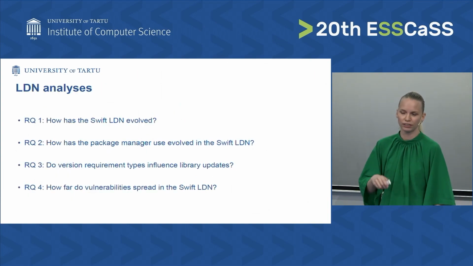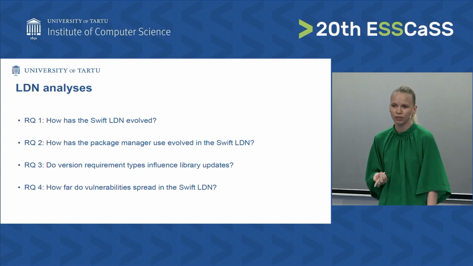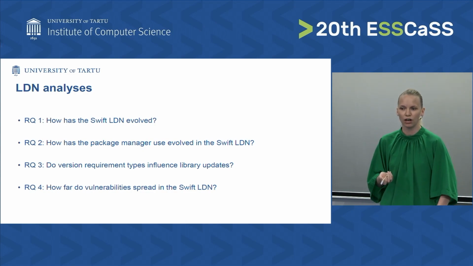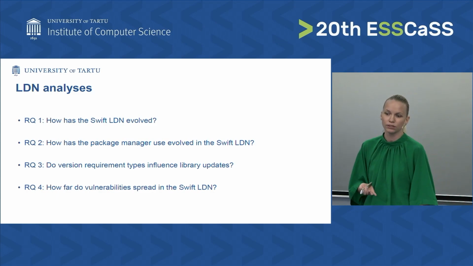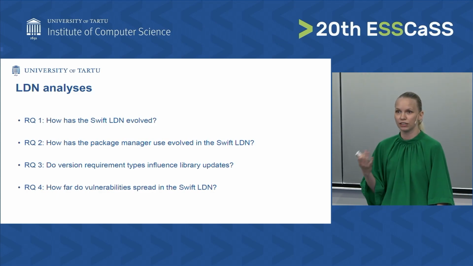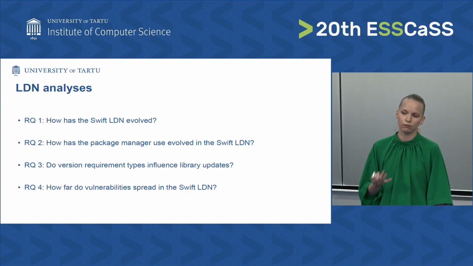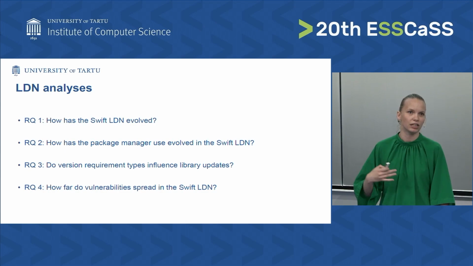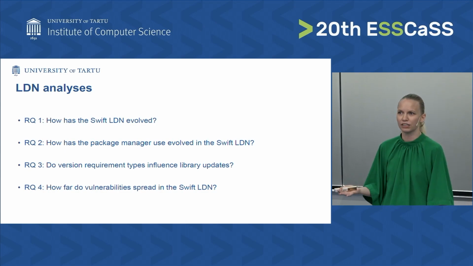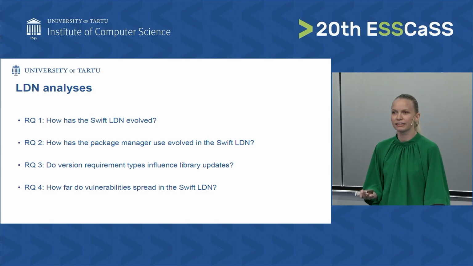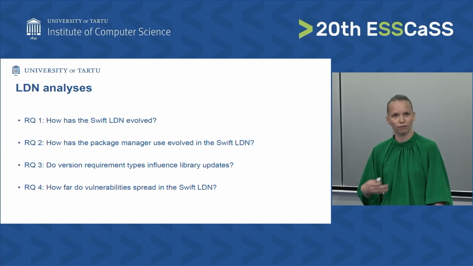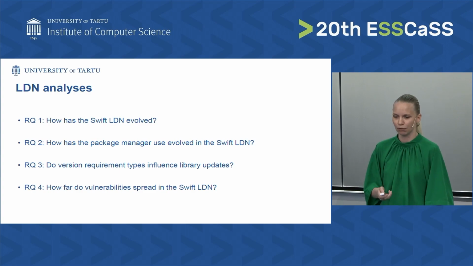So I posed 4 different research questions. First of all, looking into how the library dependency network has evolved, then how the package manager use has evolved, how the version requirement types influence library dependency updates, so to see how the use of these package managers affects the technical lag that these projects then could have, and lastly, what is the impact of that, and how do the vulnerabilities spread in this library dependency network.